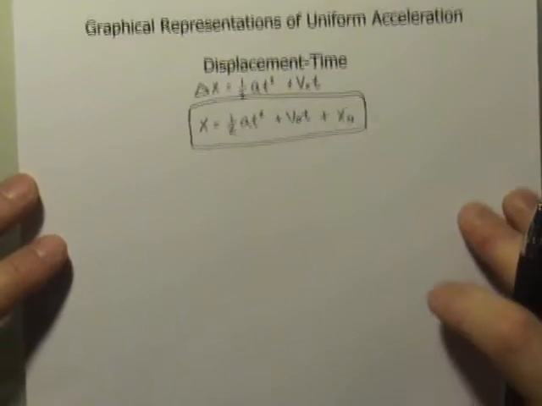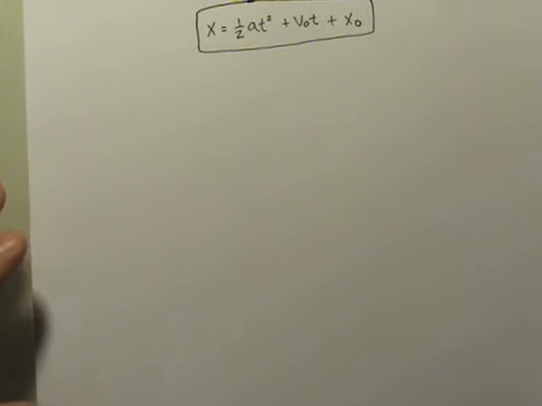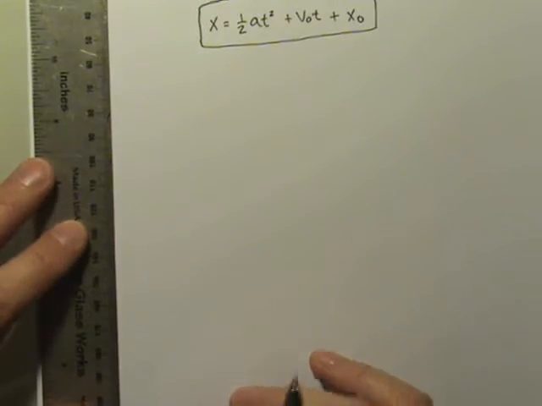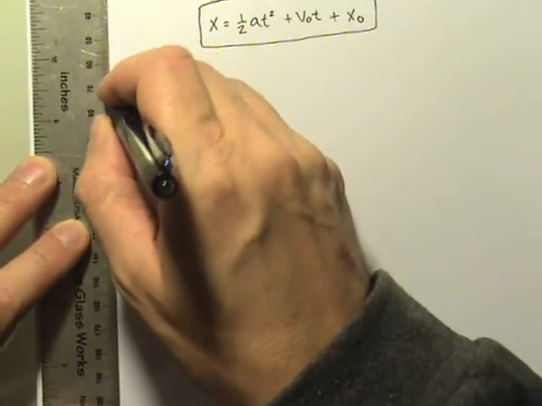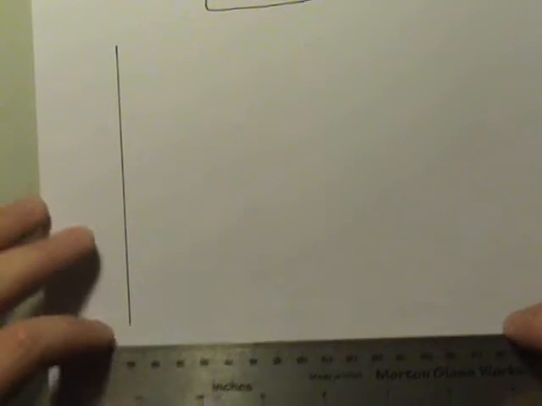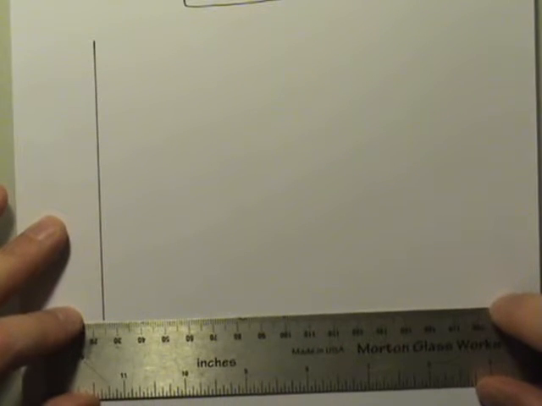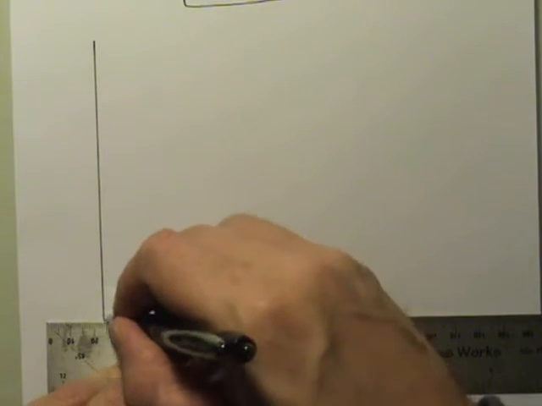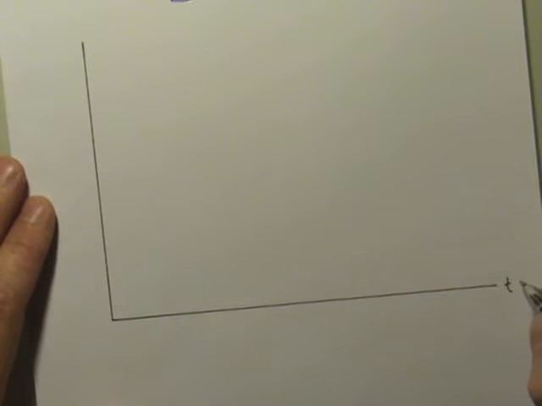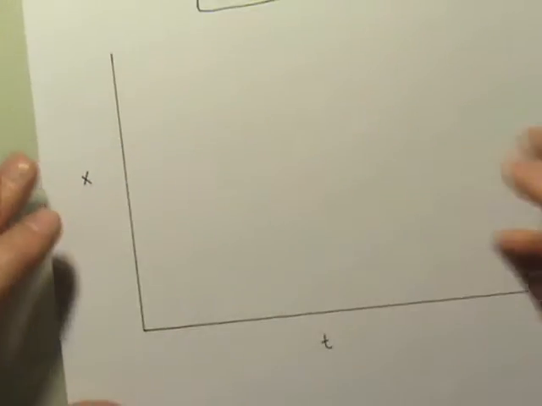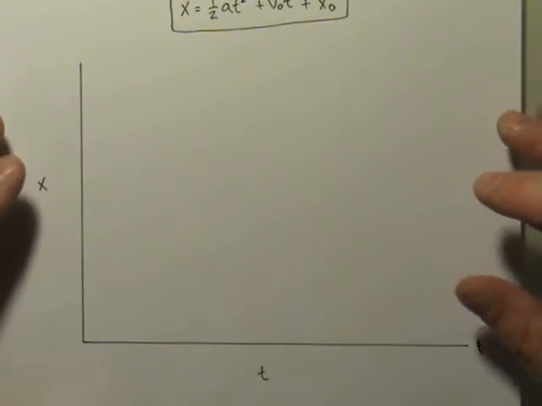So let's make a displacement time graph. Let's move this up just a little bit. And let's make a couple of axes. We're not going to put any numbers on this. We're just going to create some nice uniform axes. Okay, so on this axis we are going to put time. Let's just put it here. And on this one we're going to have x. And we're just going to focus on the positive side of this equation right now.